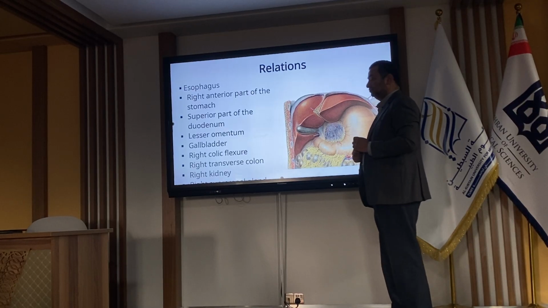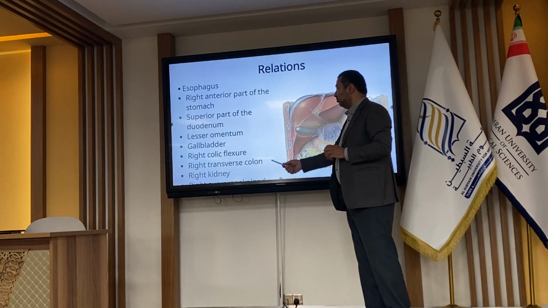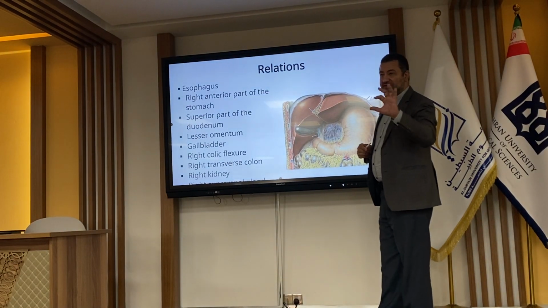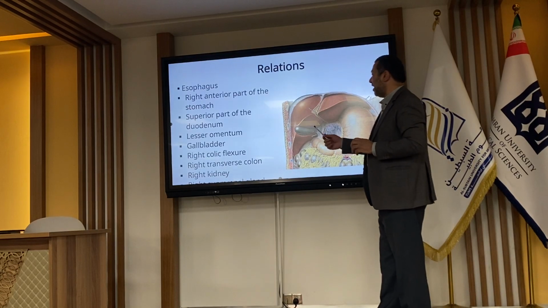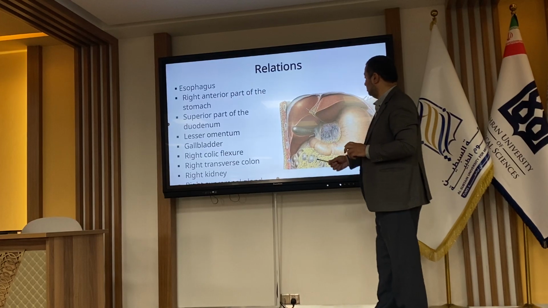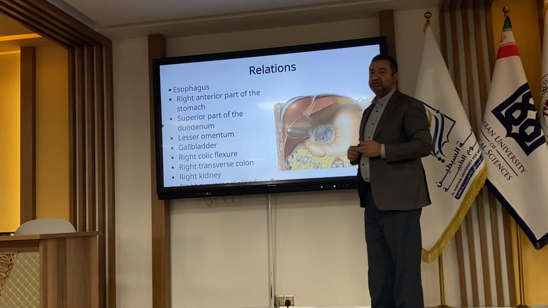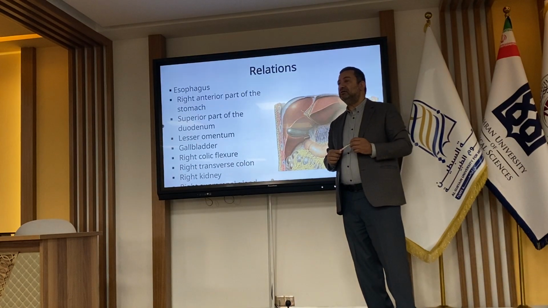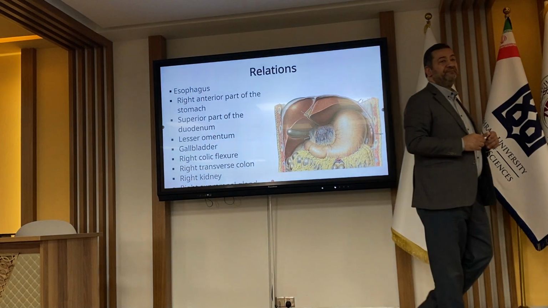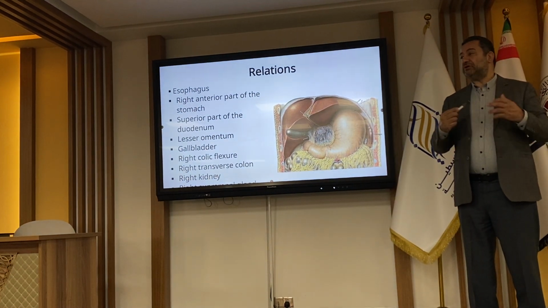Gallbladder. Right colic flexure. Right transverse colon, right part of the transverse colon. Right kidney. You see, there are many structures, these organs, that have a relationship with the visceral surface of the liver.